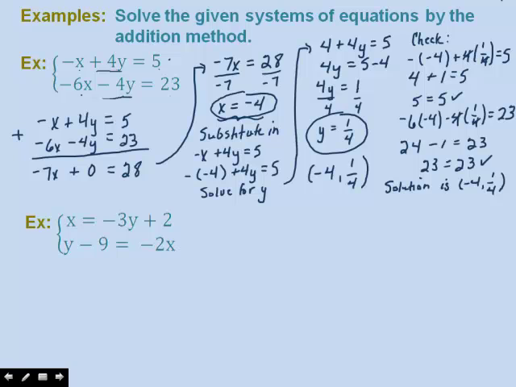Let's look at our next example. Remember that our first step is to make sure that all the variables and constants are lined up in the same way in each equation. In this one, they're not, so we're going to have to do some rearranging first. Let's write both of these equations so that they're in the same form as the last example. So we'll have the x term first, and then the y term, and then the constant.